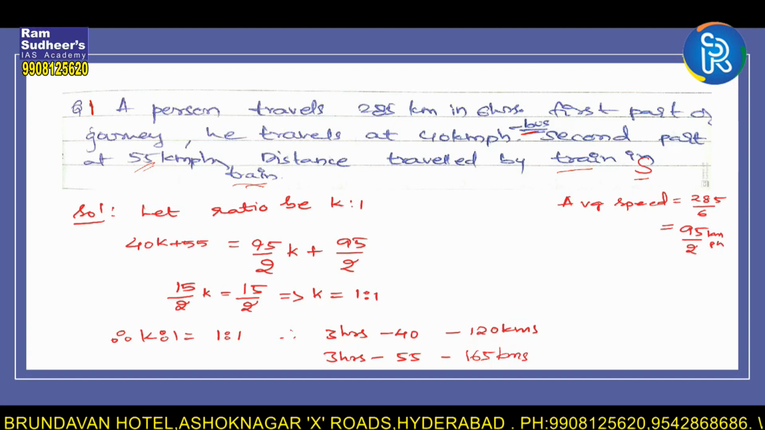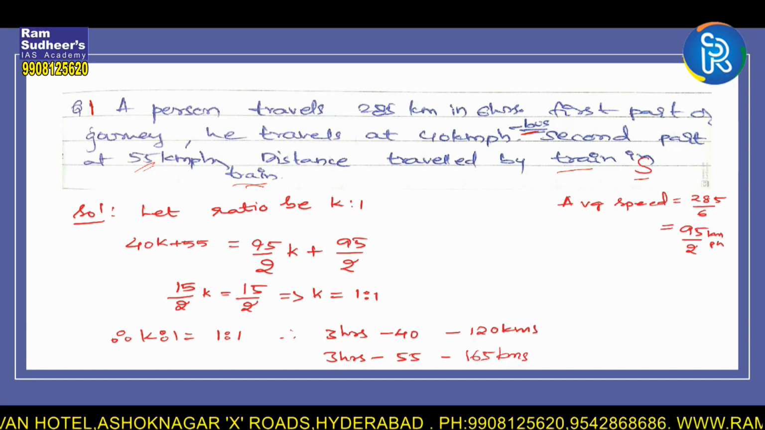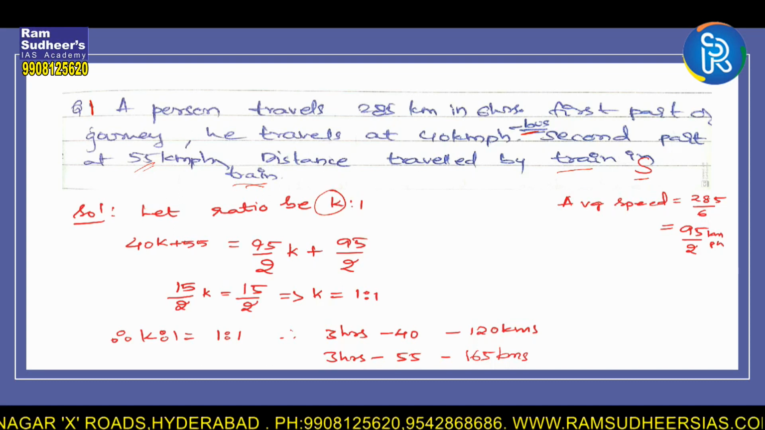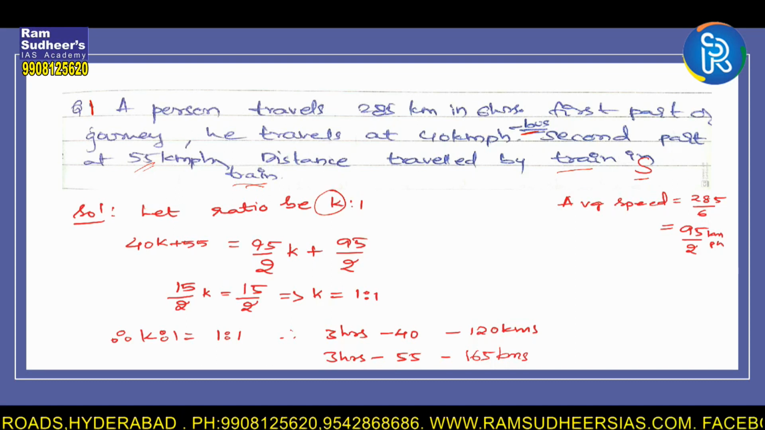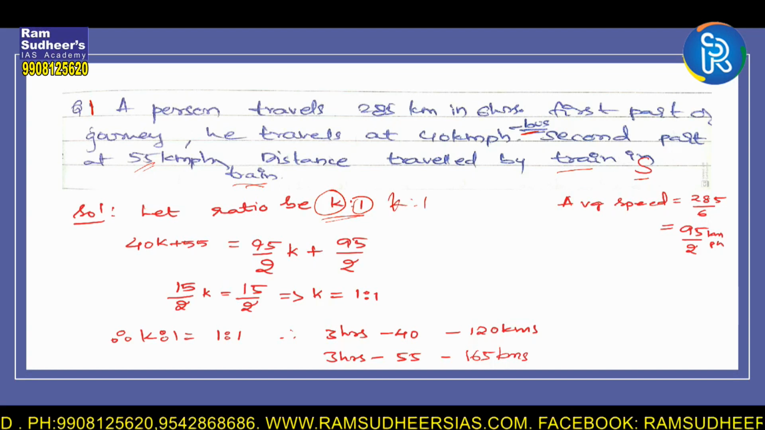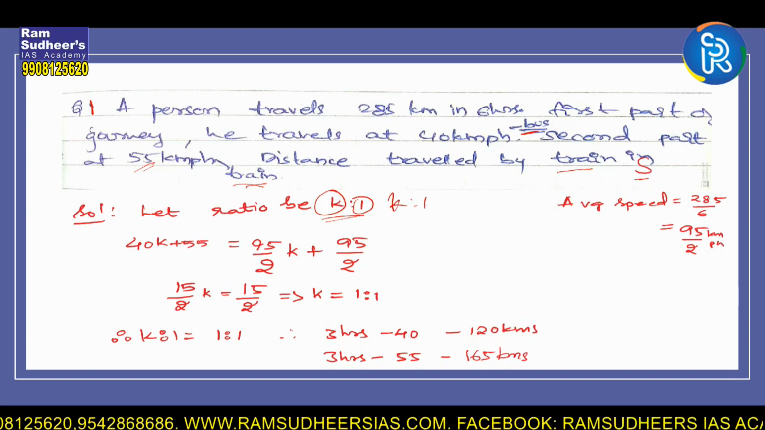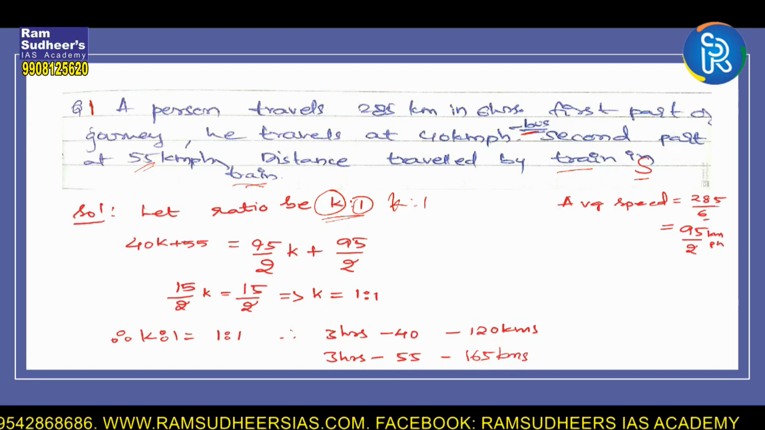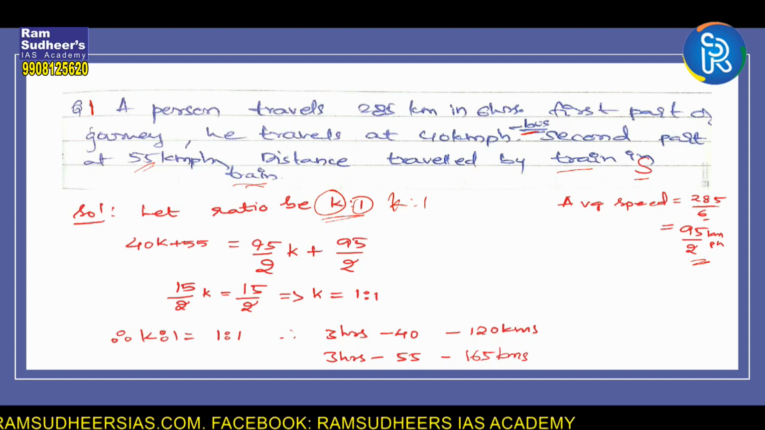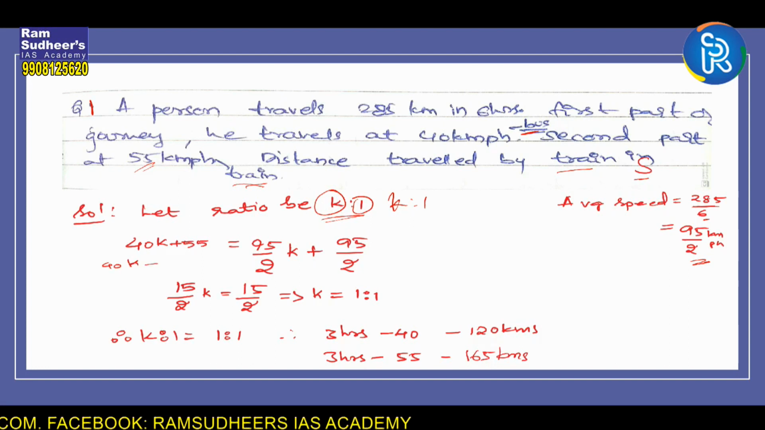First step was the ratio. The time traveled with 40 kilometers per hour is k, and the time traveled with 55 kilometers per hour is 1, and the ratio I assumed to be k is to 1. And next, the average speed is 95 by 2, because 285 kilometers in 6 hours gives an average speed of 95 by 2. And here I substitute these values: 40 kilometers per hour with k hours, and 55 kilometers per hour in 1 hour.